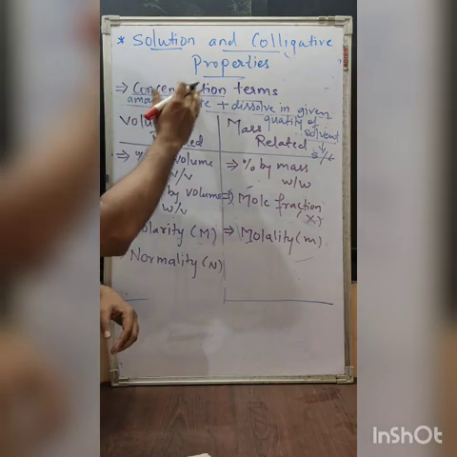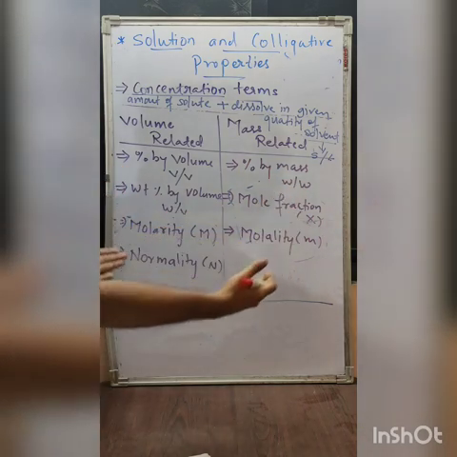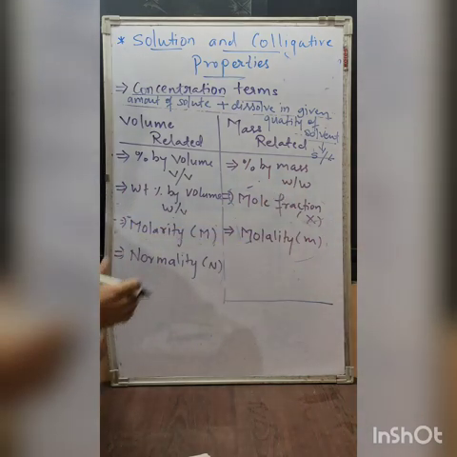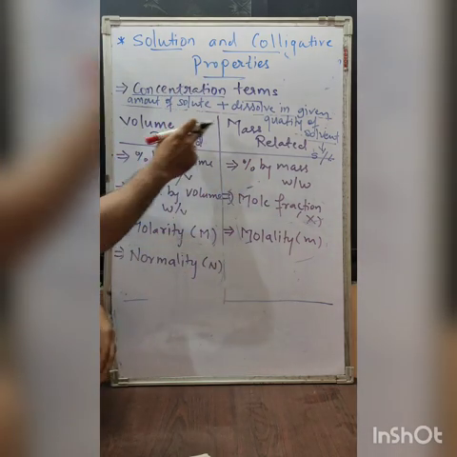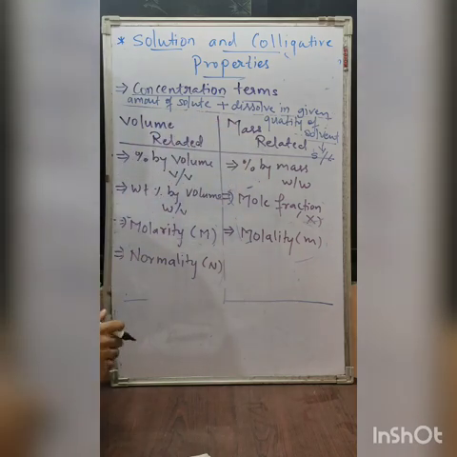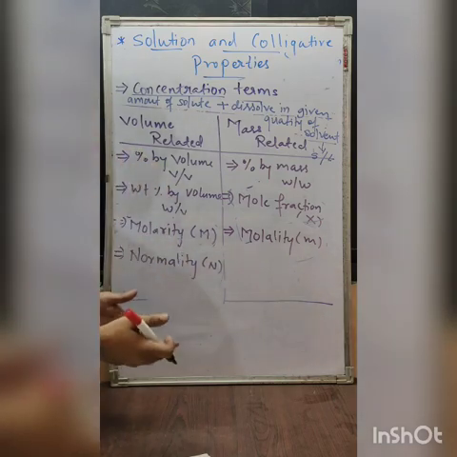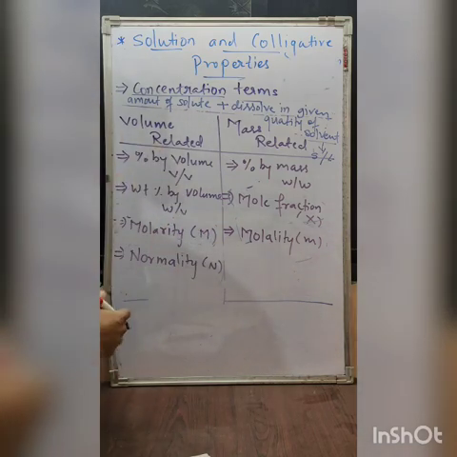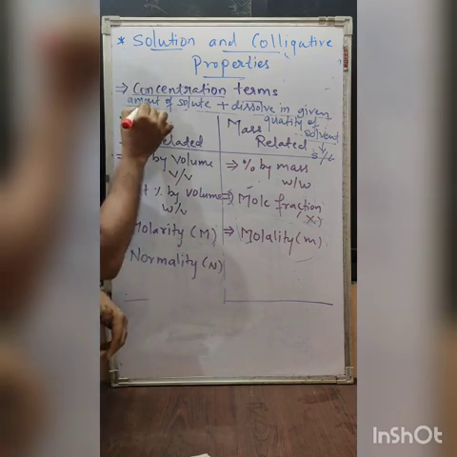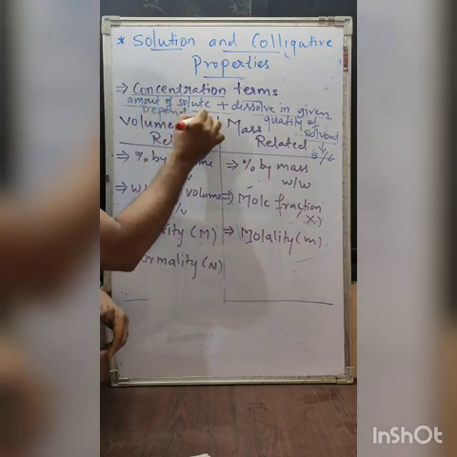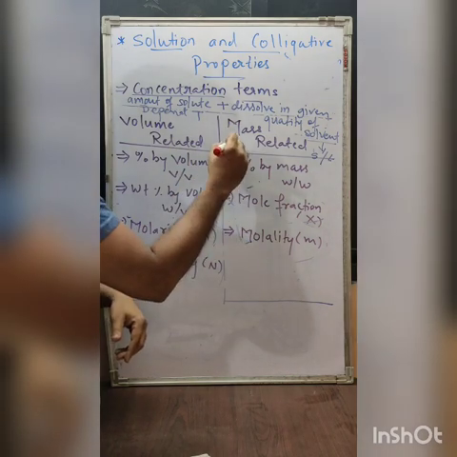So these concentration terms can be expressed in different ways. I have divided them into two parts. One is volume related, second is mass related. Because some concentration terms depend on temperature, and some are independent of temperature. Volume related concentration terms depend on temperature, and mass related concentration terms are independent of temperature.